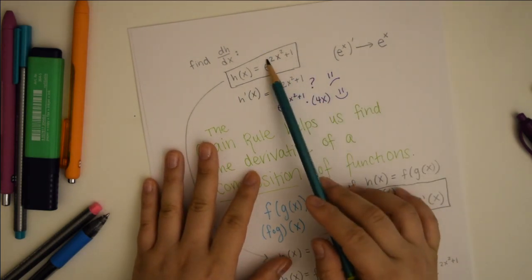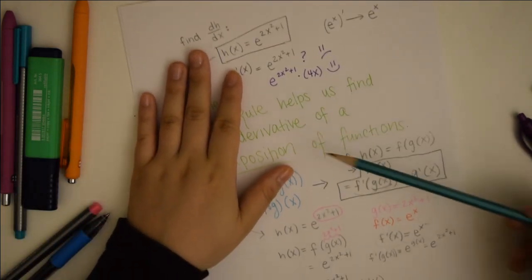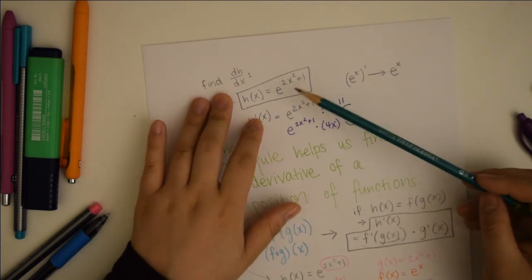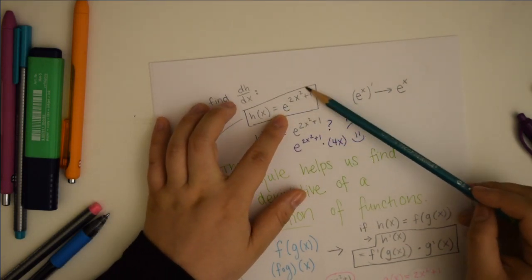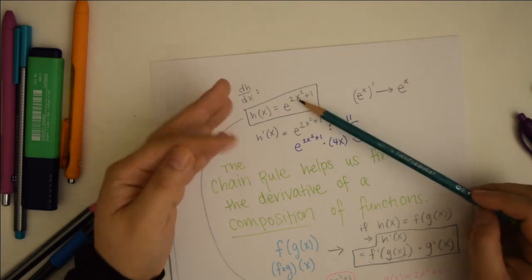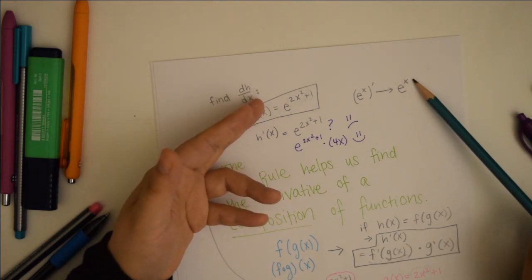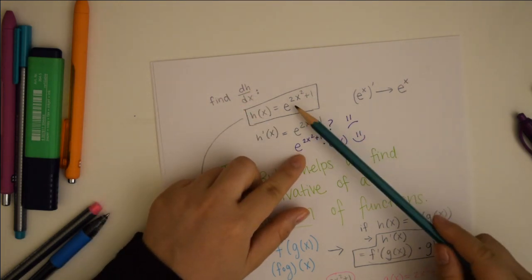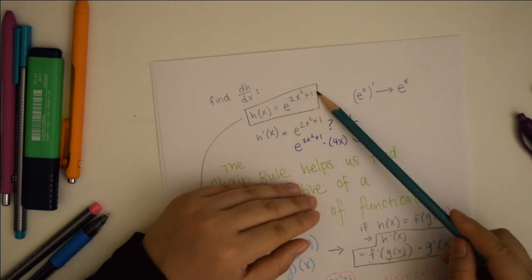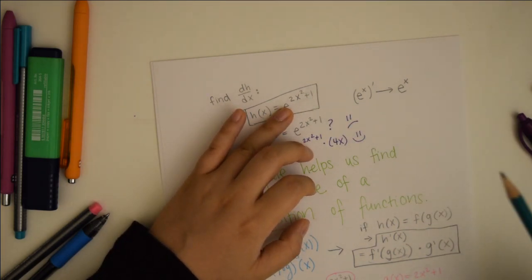It looks like a function within another function. What we need to do is, for all intents and purposes, just take the derivative like we normally would think to. E to the something: the derivative of e to the something is e to the something, but then we need to also multiply. So we keep that e to the 2x squared plus 1, times the derivative of that stuff.